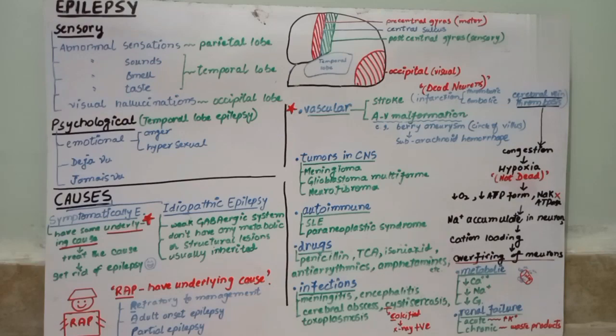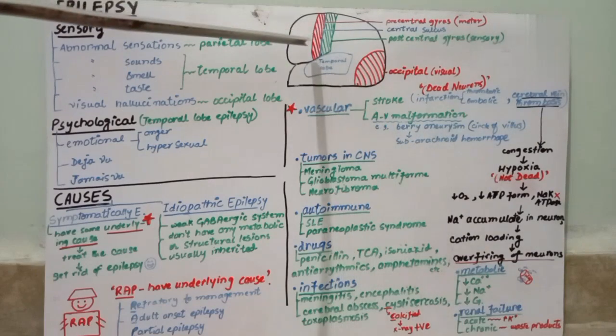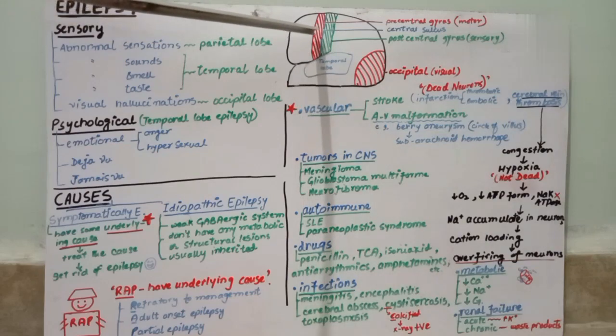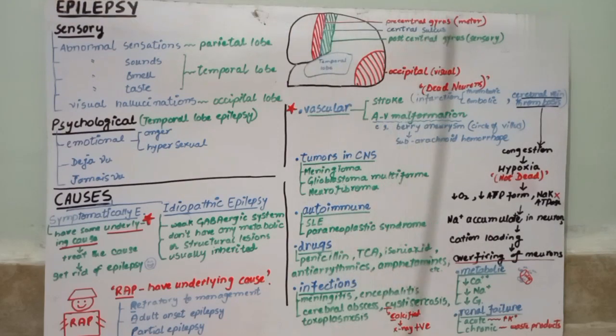of epilepsy? It depends on which area of the brain is abnormally firing. Say, for example, this is the central sulcus. Before that, this is the precentral gyrus, and after that, this is the postcentral gyrus. The precentral gyrus is the area associated with the motor functions, while the postcentral gyrus is the area associated with the sensory functions. If the neurons in this area are abnormally firing, the patient will experience abnormal motor symptoms. While if the neurons in this area are abnormally firing, the patient will have symptoms of abnormal sensation.